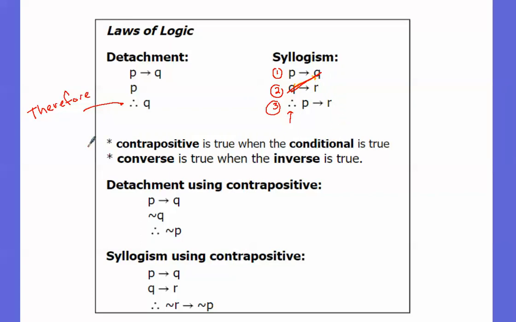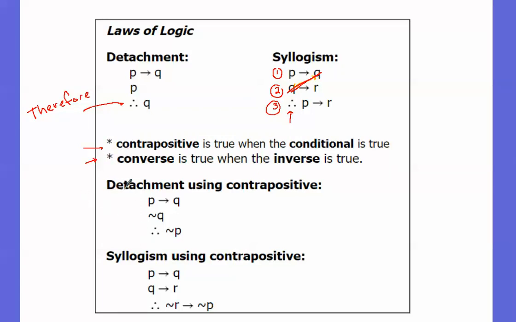Remember this, the contrapositive is true when the conditional is true. So if the contrapositive is true, then the conditional is true. If the conditional is true, then the contrapositive is true. It also works for the converse and inverse. If one is true, then the other is true.